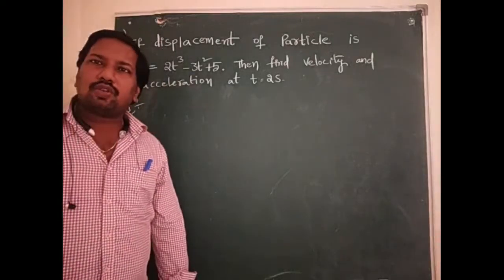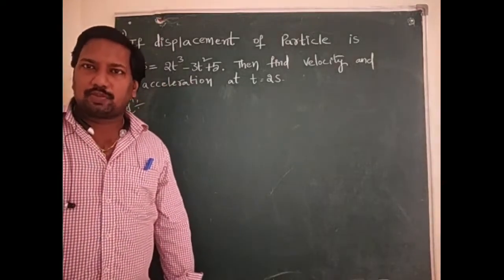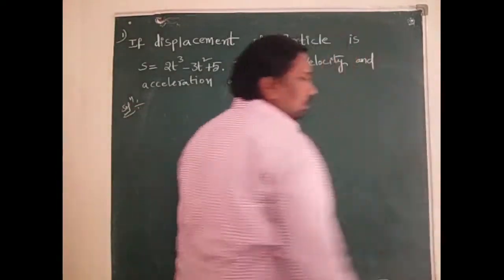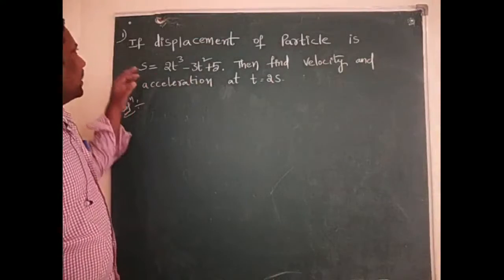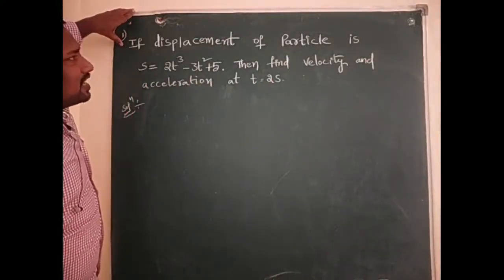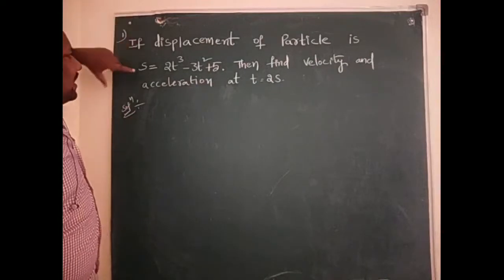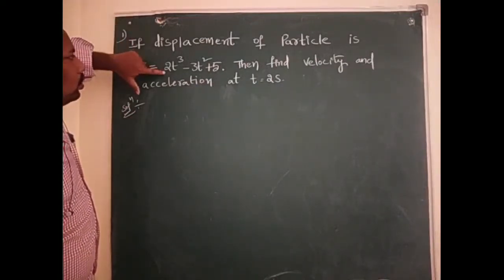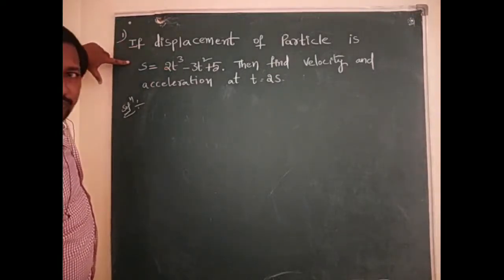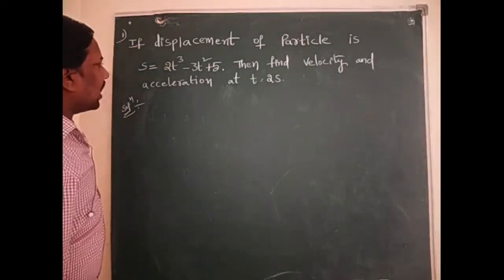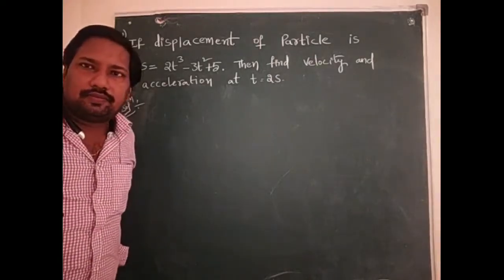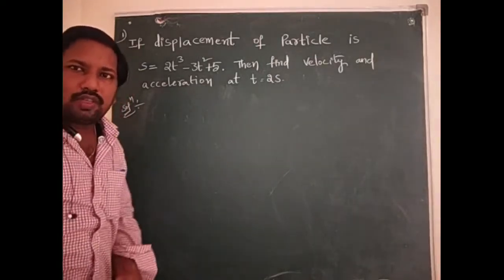We discuss some previous JEE problems in kinematics. So here, this is the problem. If the displacement of a particle is s equal to 2t cube minus 3t square plus 5, then find the velocity and acceleration at t equal to 2 seconds. So we can solve this problem.